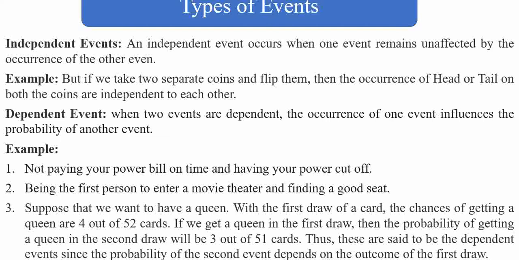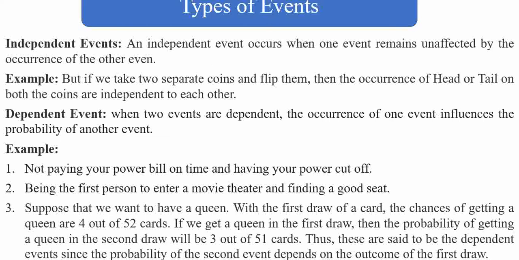Third example is, suppose that you want to have a queen with the first draw of a card. The chances of getting a queen are 4 out of 52 cards. If we get a queen in the first draw, then the probability of getting a queen in the second draw will be 3 out of 51 cards, because of the 4 queens we got one queen, so 3 remain, and total cards are 52, so one is drawn, the remaining are 51. So for the second draw, the total cards are 51 and queens are 3.